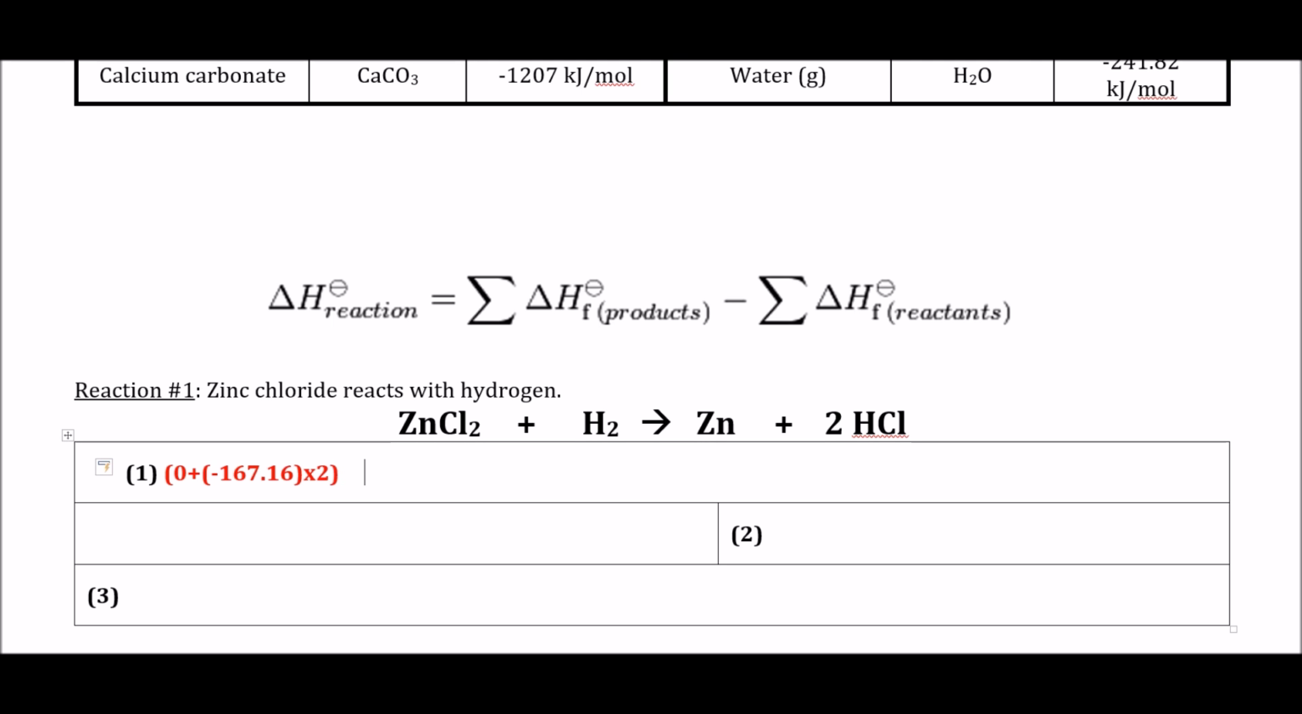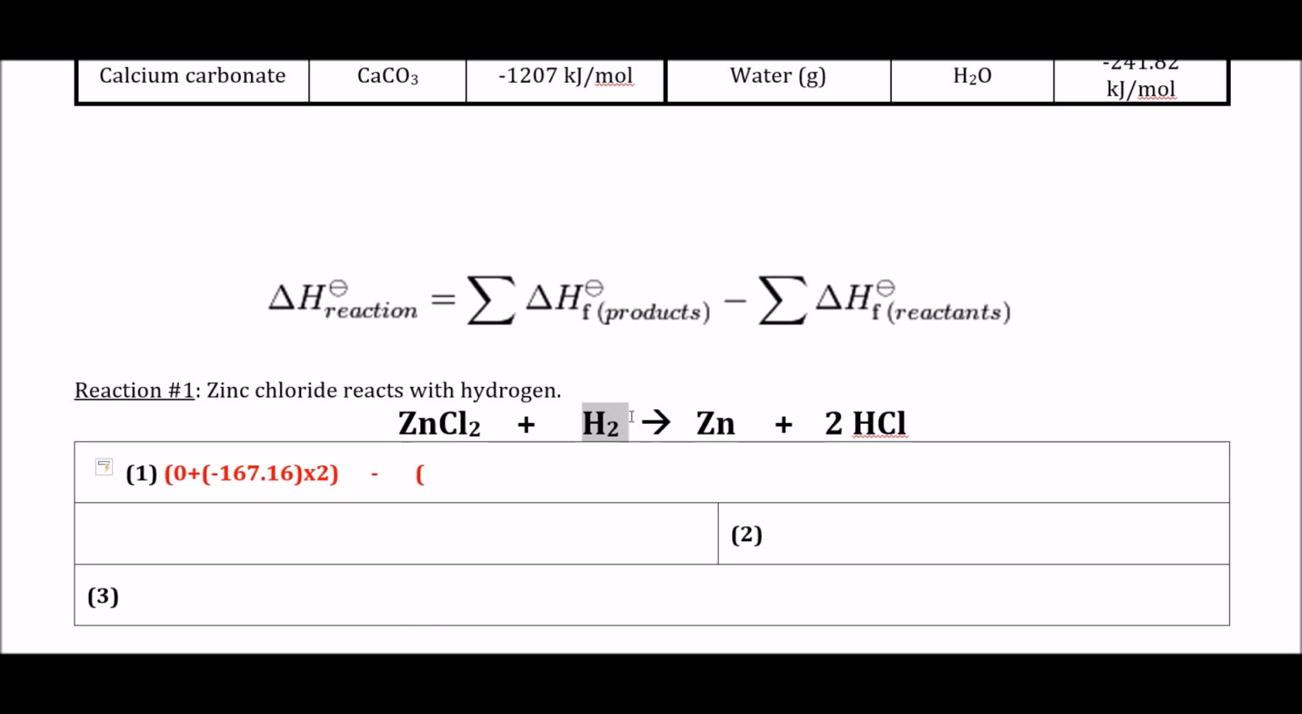Now we need to subtract the sum of the heats of formation of the reactants. And if you take a look here, these are the reactants. So again, it's products minus reactants. So let's go ahead and take a look here.